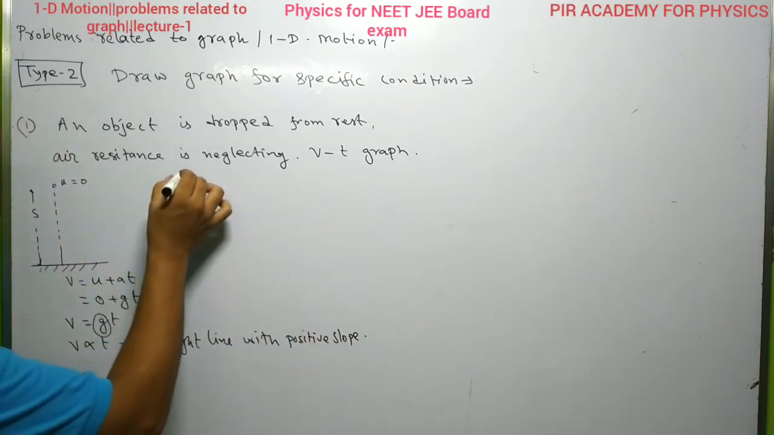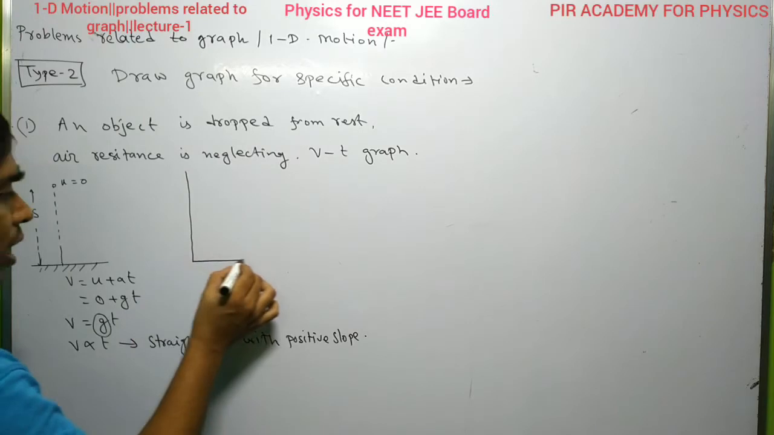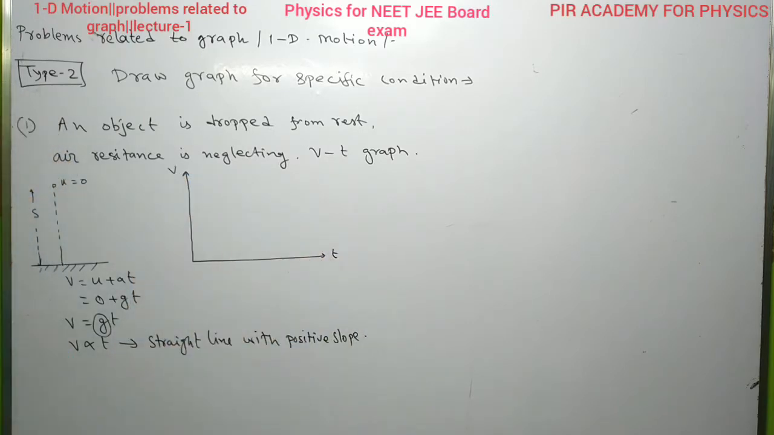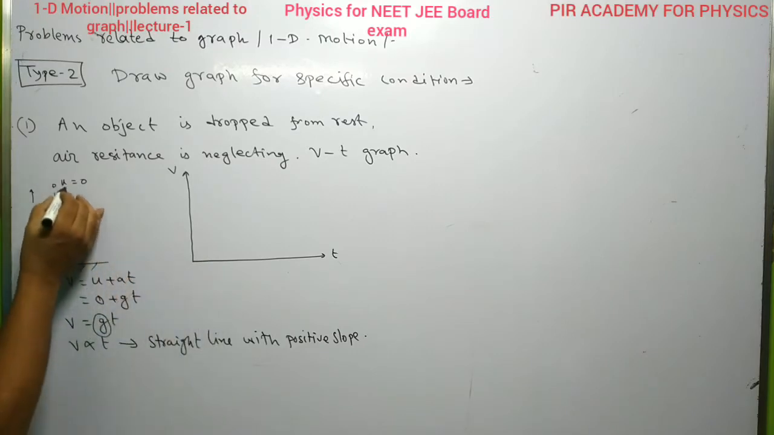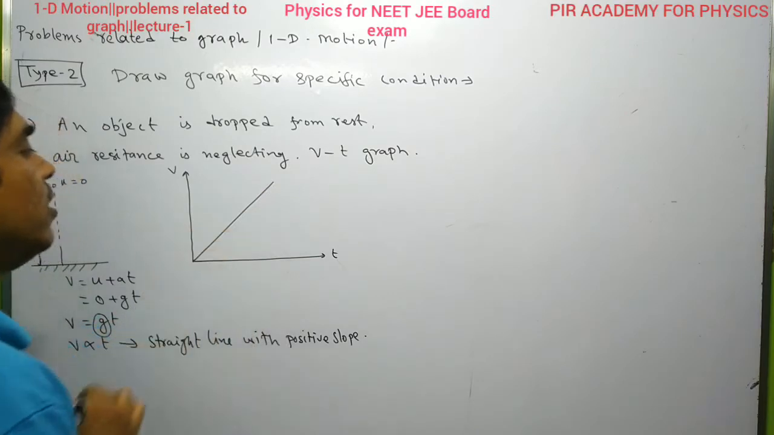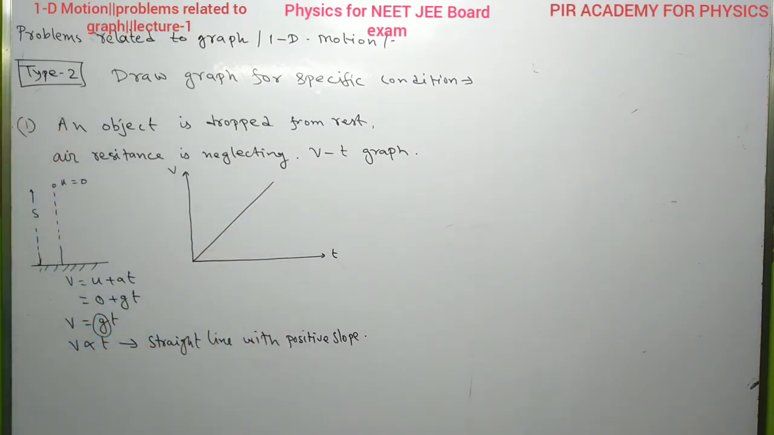So what is the velocity time graph? Here is velocity, here is time t. It will be a straight line: if t is 0, v is 0. So when time is 0, the velocity will be 0, and it looks like this. This is the velocity time graph when an object is dropped from rest.